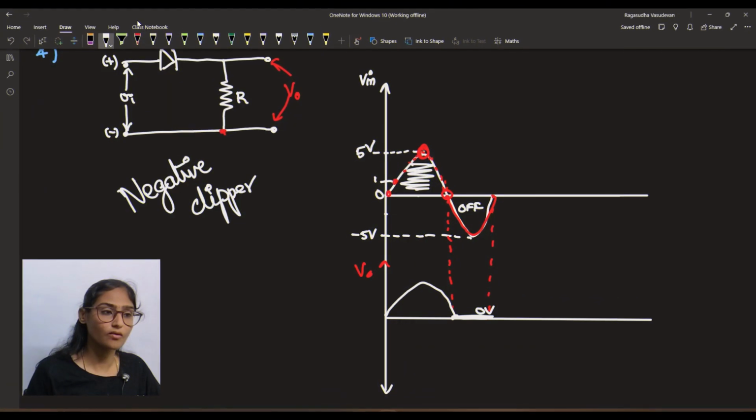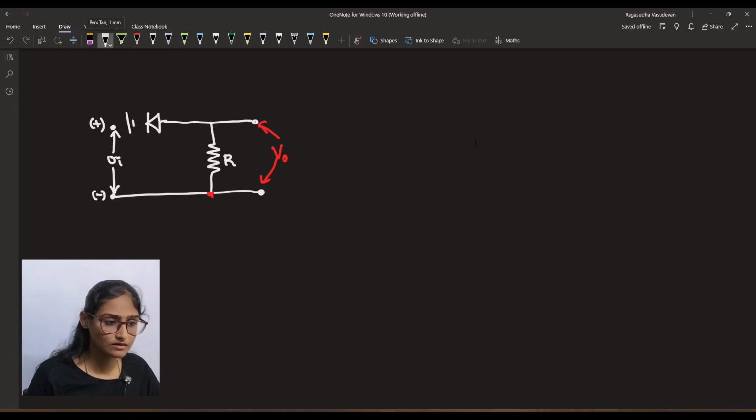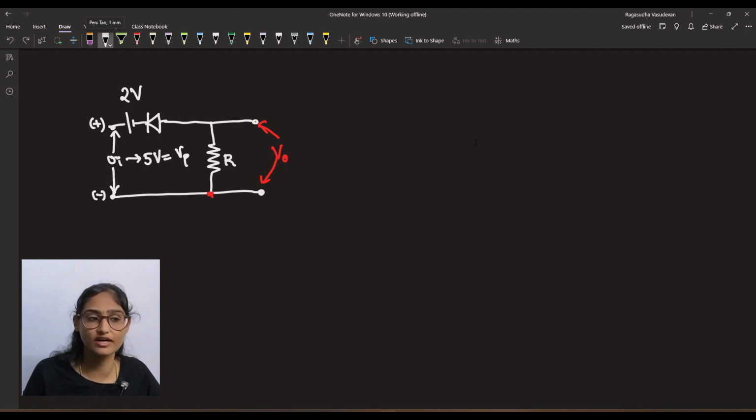Now what I am going to do is introduce a small battery here, with a voltage of, let us say, 2 volt, and Vi's peak voltage is 5 volt. Let us say when Vi reaches 5 volt at maximum, 5 minus 2 is 3. So at the negative end, 3 volt will be the voltage, and at the positive end it will be less than 3 volt. This will actually be 0.